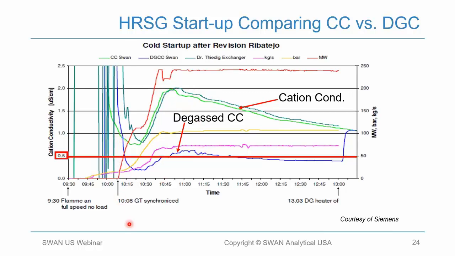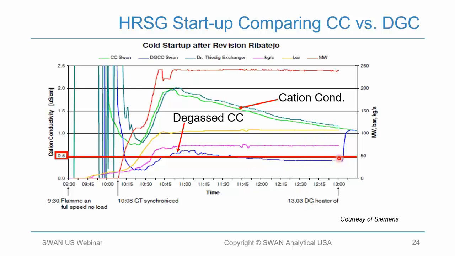And here's where they synchronize the gas turbine to the grid, and you can see the degassed cation conductivity went well below the 0.5 limit, then slight increase above it, then quickly drop down to 0.5 and less. Whereas the cation conductivity was as high as 2 microsiemens, and after a couple of hours or longer, the cation conductivity was still above 1 microsiemen.